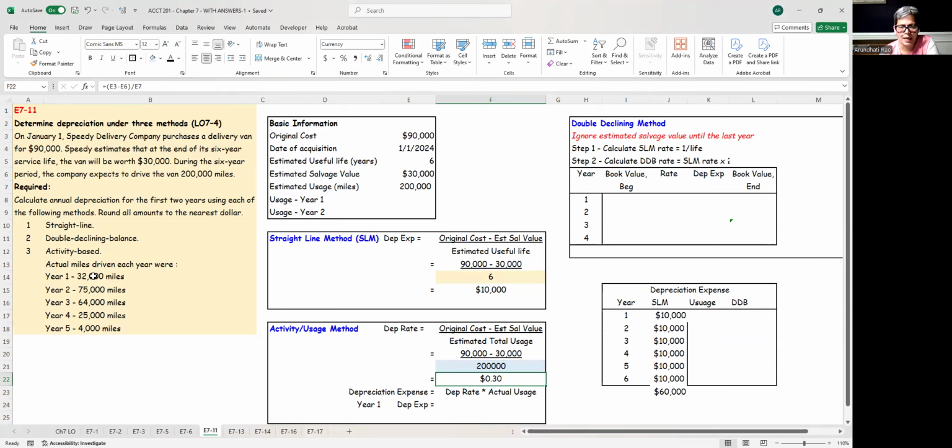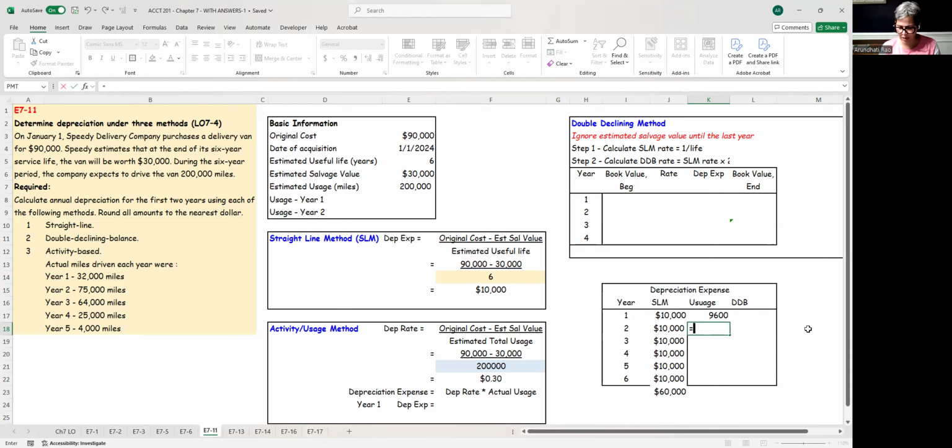Now, I need to know how many miles I've driven this van each year in order to calculate the depreciation expense. So unlike the straight line method where I know the minute I buy the asset and I have decided on some basics, I know what the depreciation expense will be over the life of the asset. Here I'm going to wait and each year I will calculate it. So for year one, it's 32,000 times 0.3. So 9,600 is the depreciation.